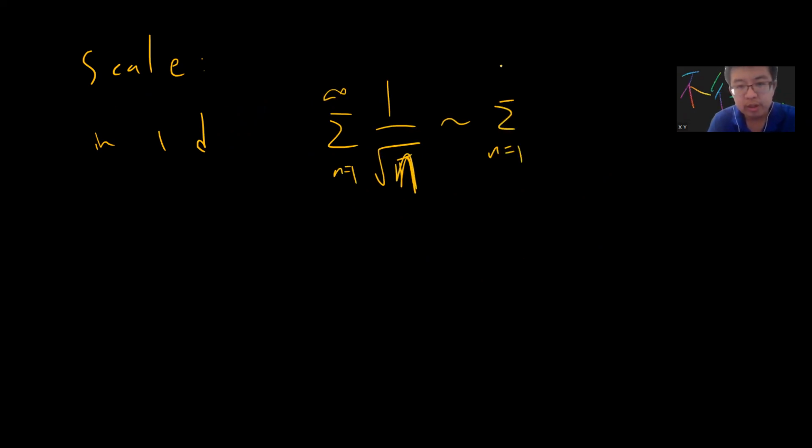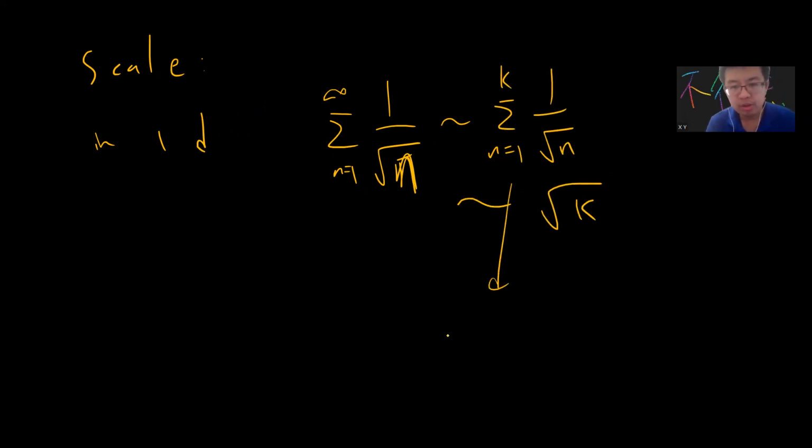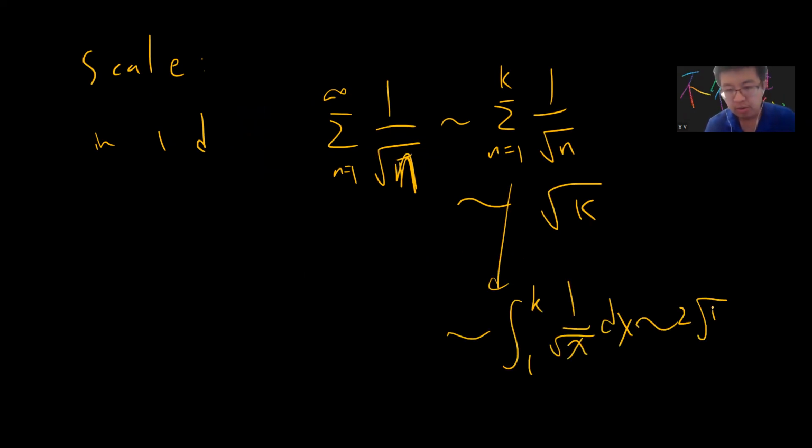Okay, so let's talk about scale. In 1D, what we are going to do is this series. If you only do the finite terms, then this will be square root of k, because you can approximate this by the integral from 1 to k of 1 over square root of x dx. So it's 2 times the square root of k, so it will be of the order of square root of k. Actually, it's like a variance. You can prove that the variance of the random walk is just the sum over each step, so you can get this kind of result.